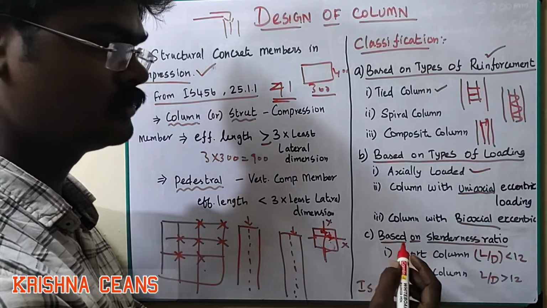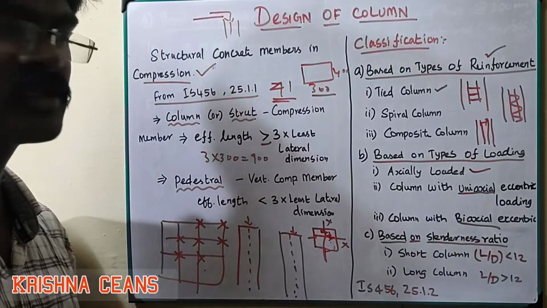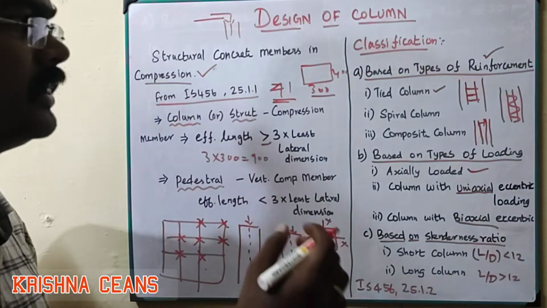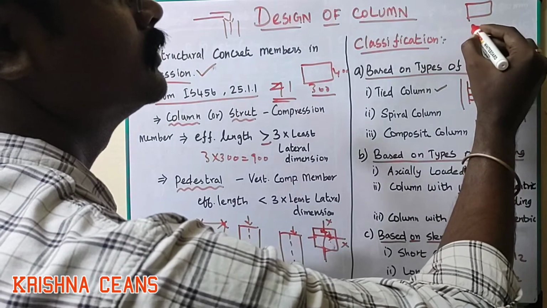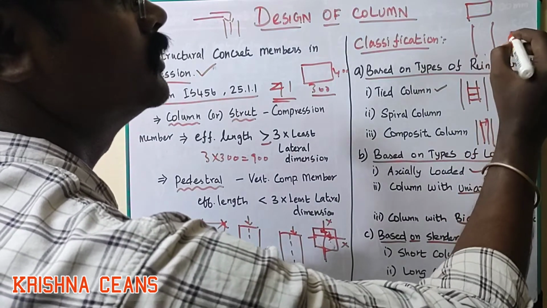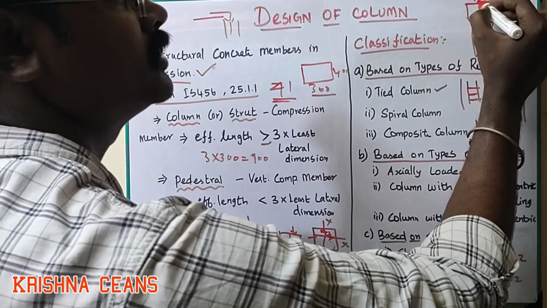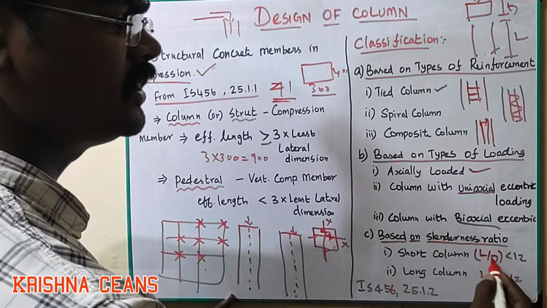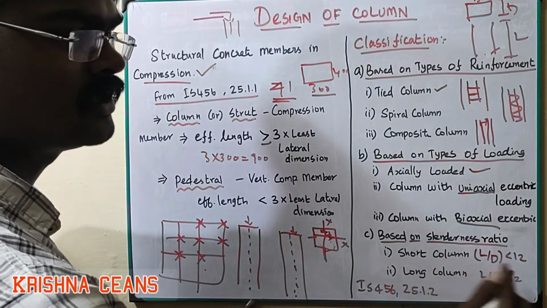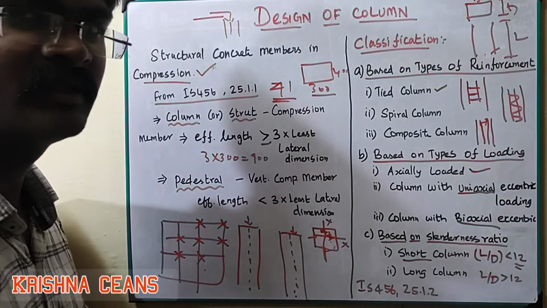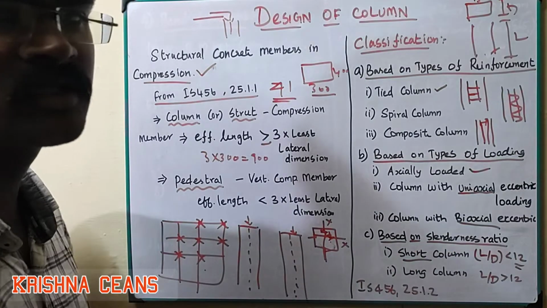So the third classification is based on the slenderness ratio. It depends upon the effective length divided by the least lateral dimension. This is the column, this is the plan view. This support we call L, here this is B, this is D. When the L by D ratio is less than 12, we call it a short column. There is no deflection, no buckling acting, so that's why we call it a short column.